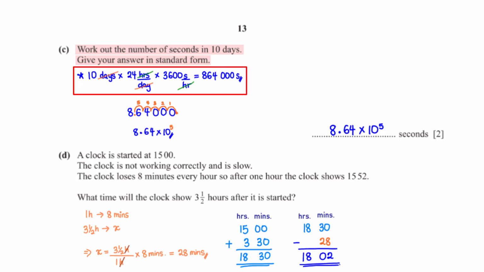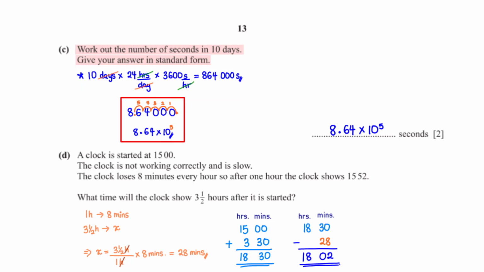864,000 seconds. To get this number in standard form, we move the decimal point from the end of the number to a position after the first non-zero digit. This gives us 8.64. Since we moved the decimal point 5 places to the left, we multiply 8.64 by 10 raised to the power 5.